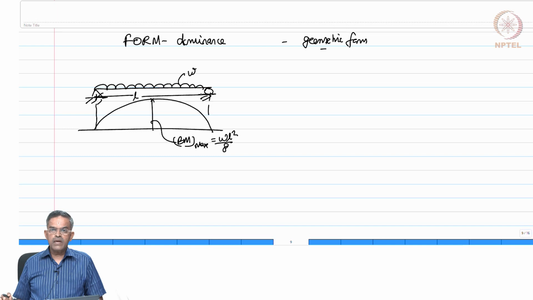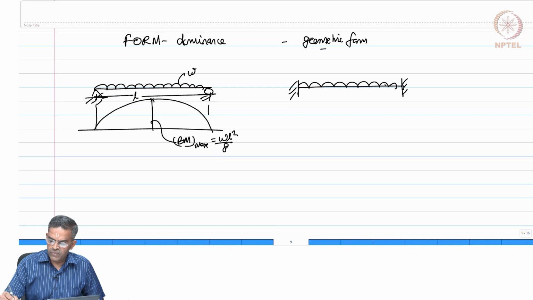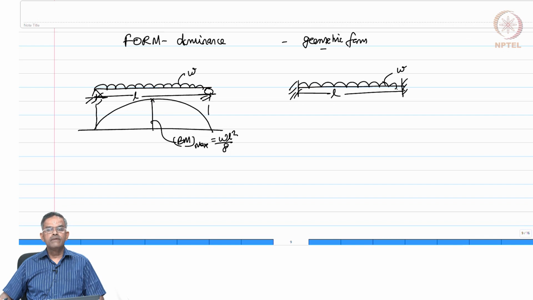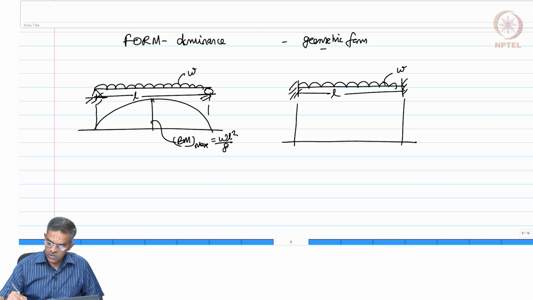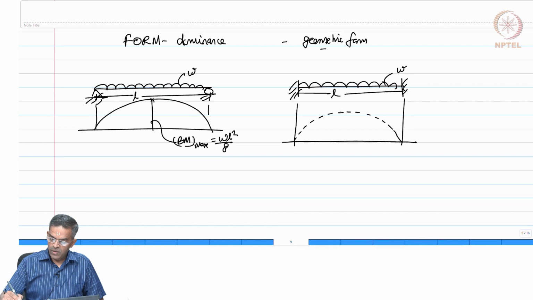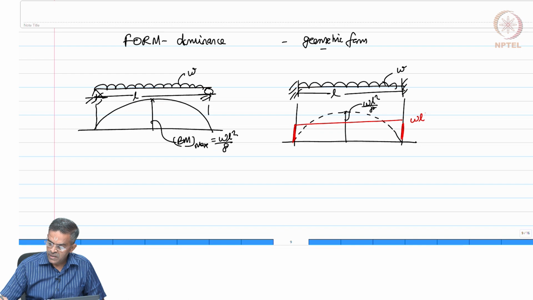So, to make it form dominant, let us replace this support system by a fixed support and apply the same intensity of load W over a span of L. If I now draw the bending moment diagram, this will have two components. I am superimposing both of them. One is, of course, the simply supported bending moment diagram whose ordinate at the center will be WL square by 8. But this moment will be now compromised by a fixed end moment at both the supports, which is given by WL square by 12. So, the net effective bending moment at the mid span is now reduced, because this is negative and this is positive.